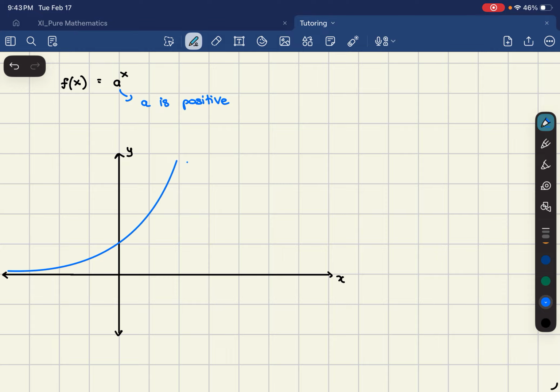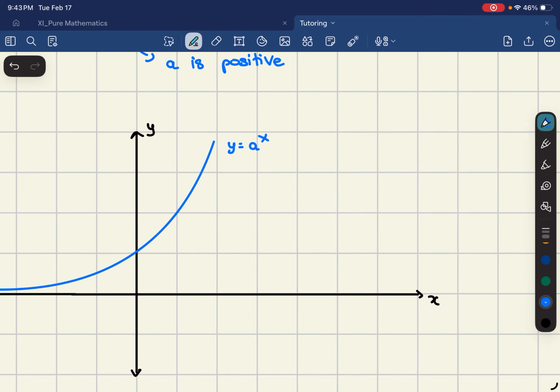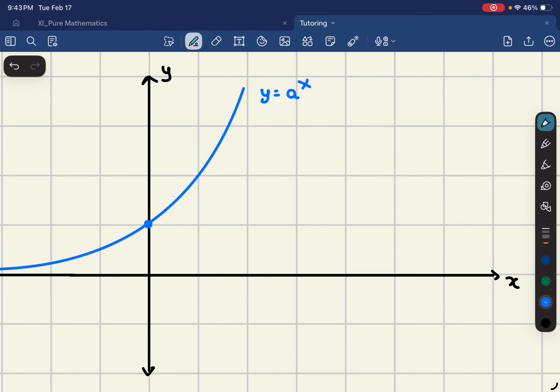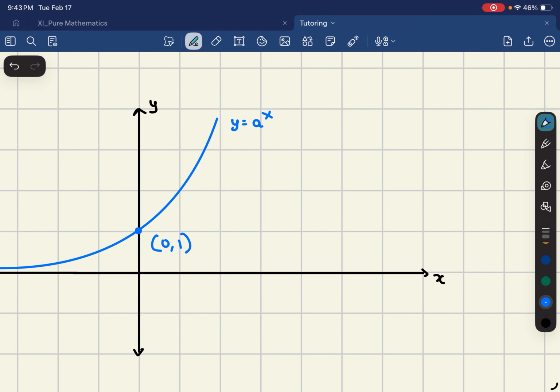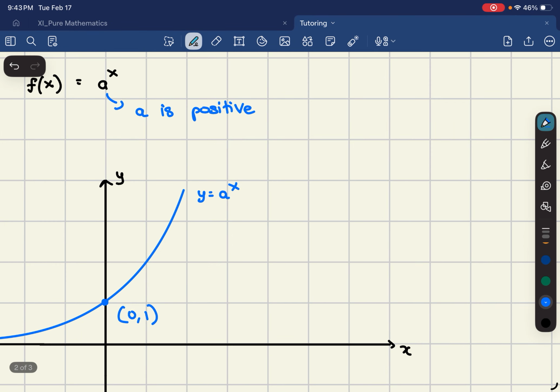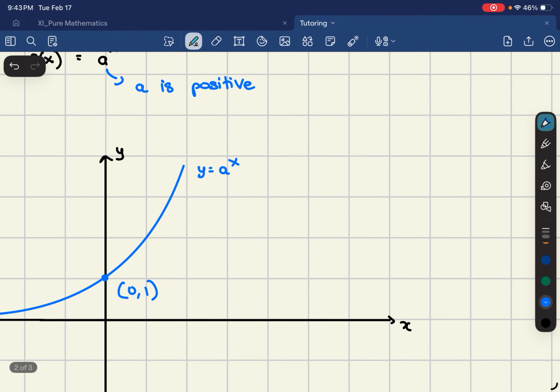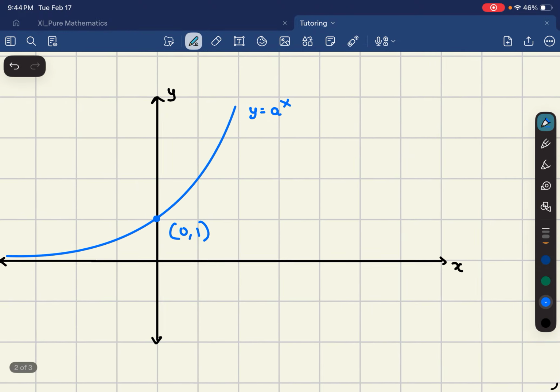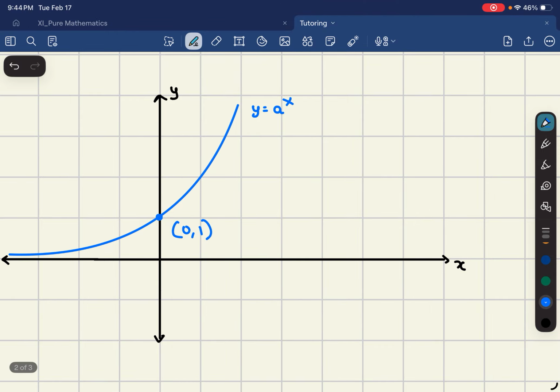Okay, so this is the graph of y is equal to a to the power x, or f of x is equal to a to the power x. If x is 0, this is 1, as long as a is not 0. But we already said a is positive, so it can't be 0. So if x is 0, y is a to the power 0, which is equal to 1. So that is why it has this y-intercept. It intersects the y-axis at (0, 1).